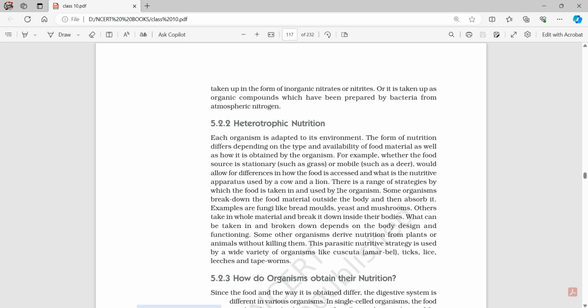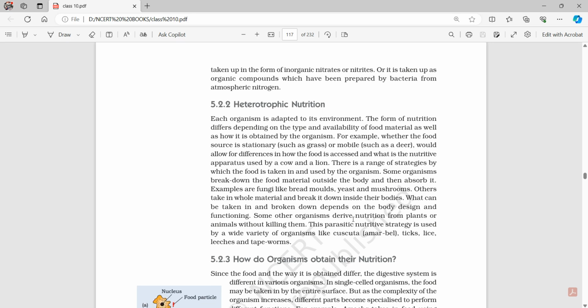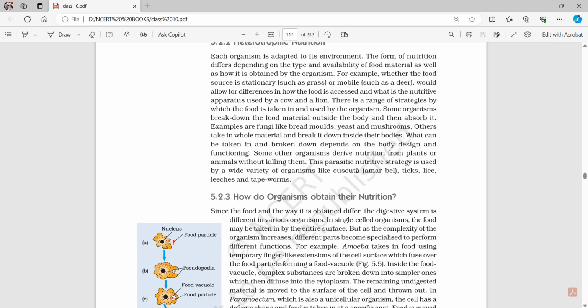There is a range of strategies by which the food is taken in and used by the organism. Some organisms break down the food material outside the body and then absorb it. Examples are fungi like bread molds, yeast, and mushrooms. Others take in whole material and break it down inside their bodies. What can be taken in and broken down depends on the body design and functioning. Some other organisms derive nutrition from plants or animals without killing them. This parasitic nutritive strategy is used by a wide variety of organisms like Cuscuta, ticks, lice, leeches, and tapeworms.